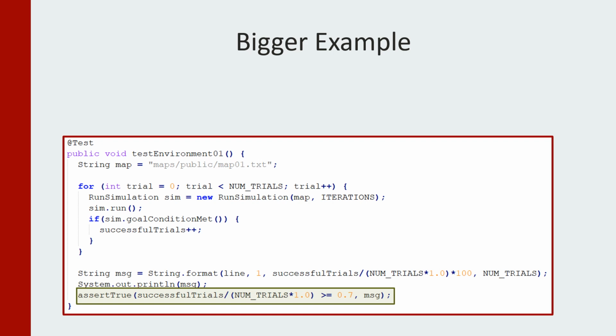Let's just look at a bigger example just to see how everything goes together. As before, I have the @Test, public void, and then this test is called testEnvironment01, and it actually has some input here. And at the very bottom, it's got this assertTrue, and it has a Boolean condition and has some sort of message that's being printed out that uses the input of some of the variables that are in there. So this is quite a large example, but you can put a lot of things inside your test methods.